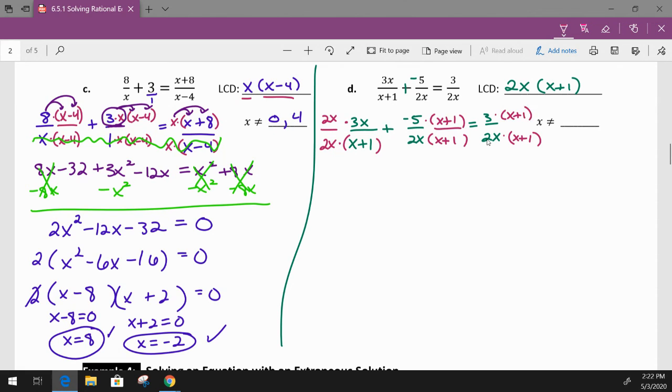Oh, also we forgot to state our undefined values. So looking at the denominators, or looking at your least common denominator, x cannot be 0 and x cannot be negative 1.